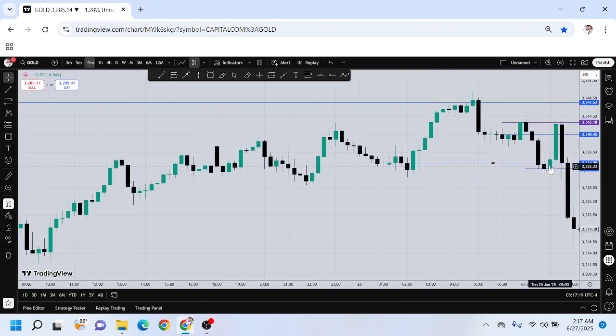We came here and then we started going back up. Are you seeing? We started going back up. But the moment we came back to the same level, we rejected back down. Now all this happened within a 1 hour candle.